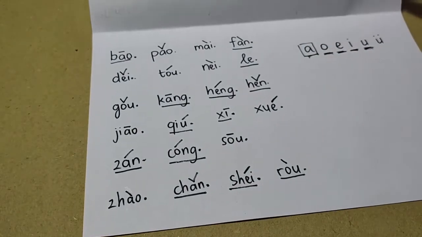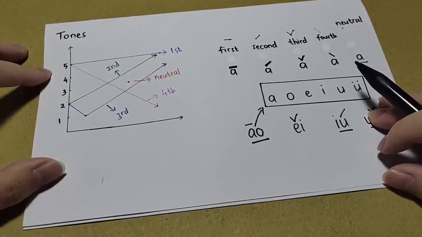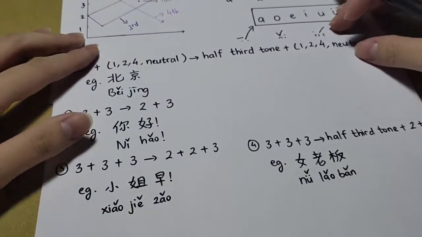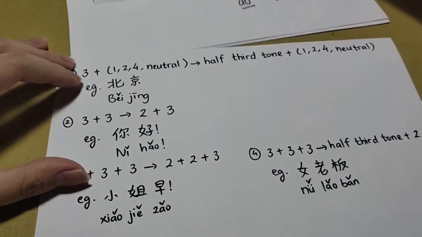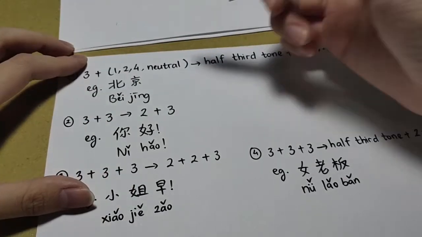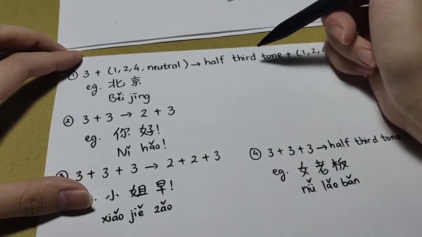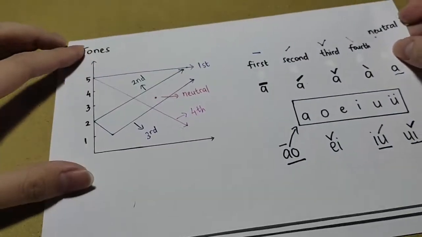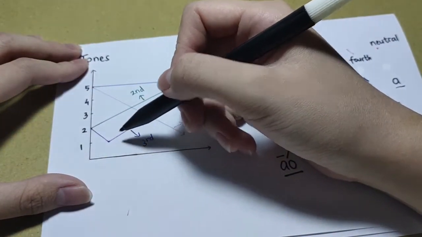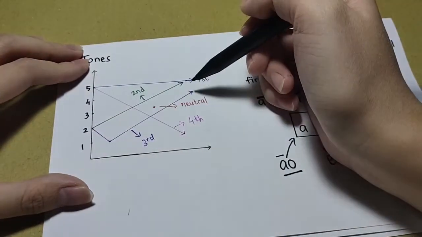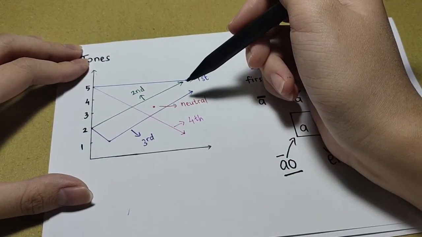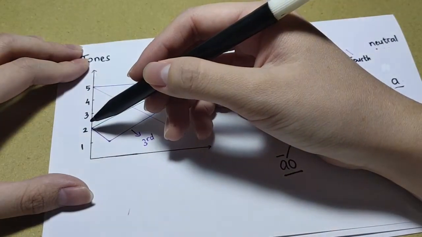Okay, let's go back to this page. So there are some special cases for the third tone. When third tone followed by first, second, fourth, or neutral tone, it changes into half third tone. So in the diagram, we can see that third tone is going down and then going up sound, right? This is what we call the full third tone. And half third tone is only the going down sound.